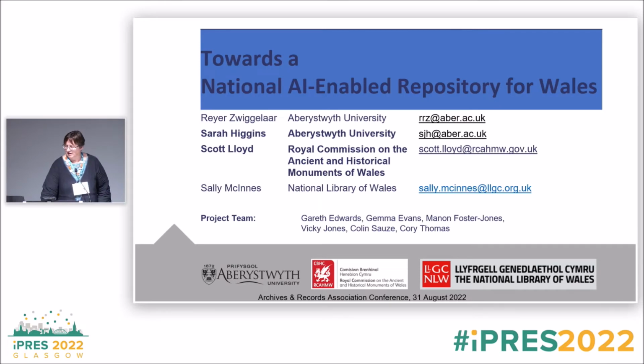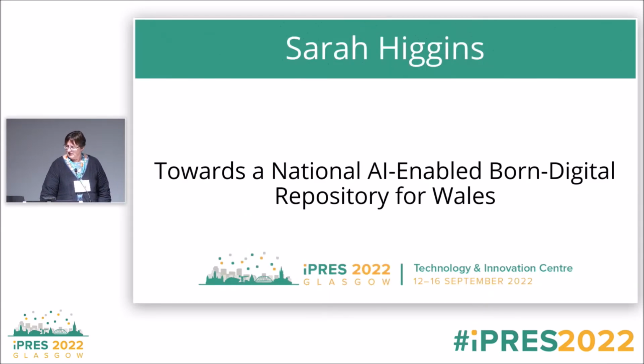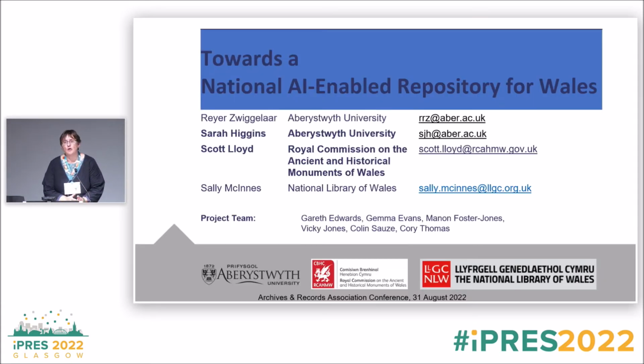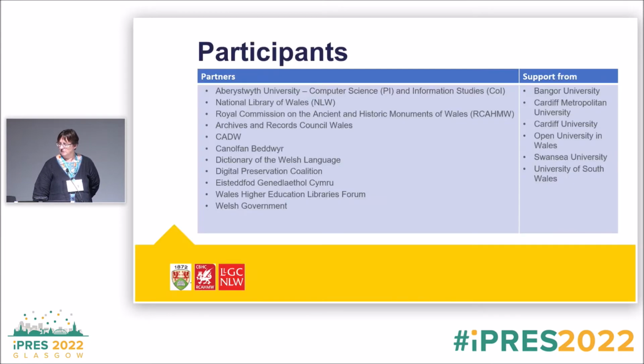Okay, so I'm Sarah Higgins from Aberystwyth University, and I want to talk to you about our scoping project towards a national AI-enabled repository for Wales. That's the project team there on the slide, and it's a collaboration between a large number of cultural heritage organisations across Wales, and our key partners are the Royal Commission on Ancient and Historical Monuments for Wales and the National Library for Wales. So there are the list of participants, most of the universities and most of the major cultural organisations in Wales.